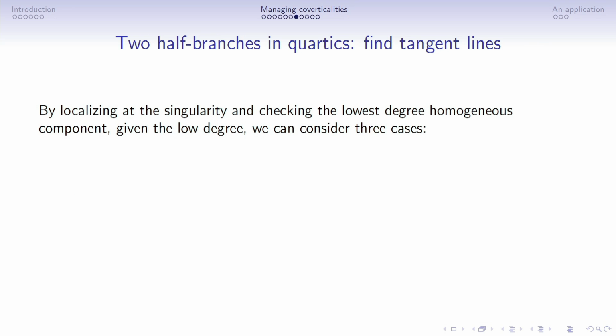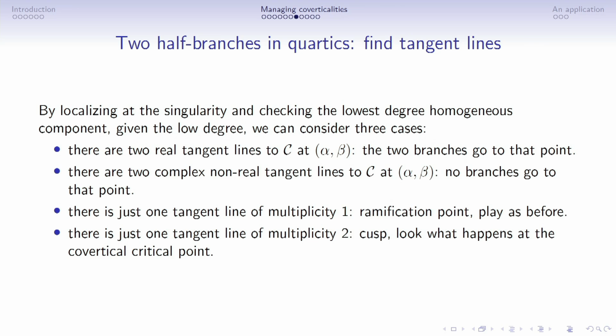The main case to think about here is what happens when I have just 2 branches. So since I have an explicit expression, I can take the lowest homogeneous component of the polynomial when moved to the origin, and just by saying if the branches are real or complex, I know if it should receive branches or not.